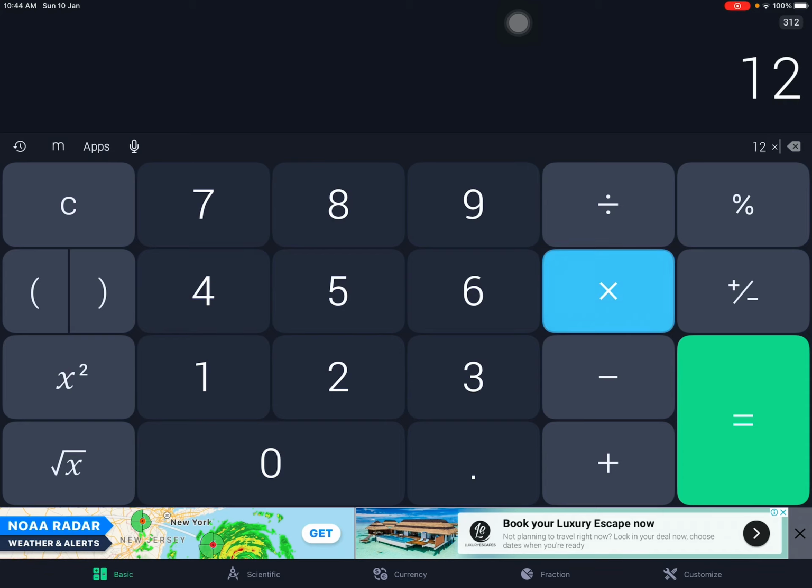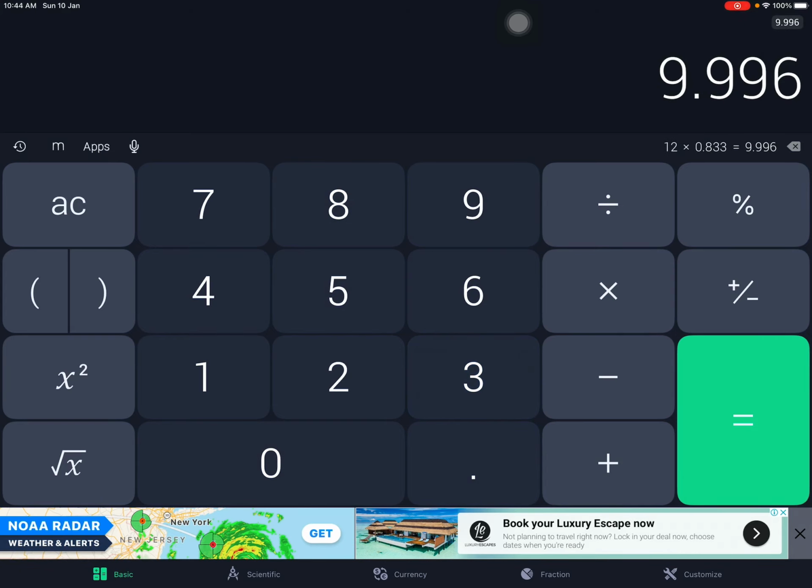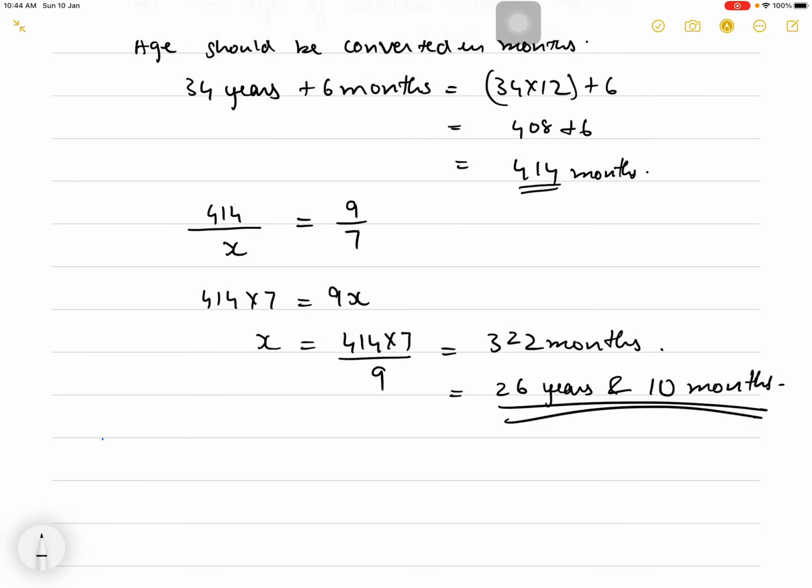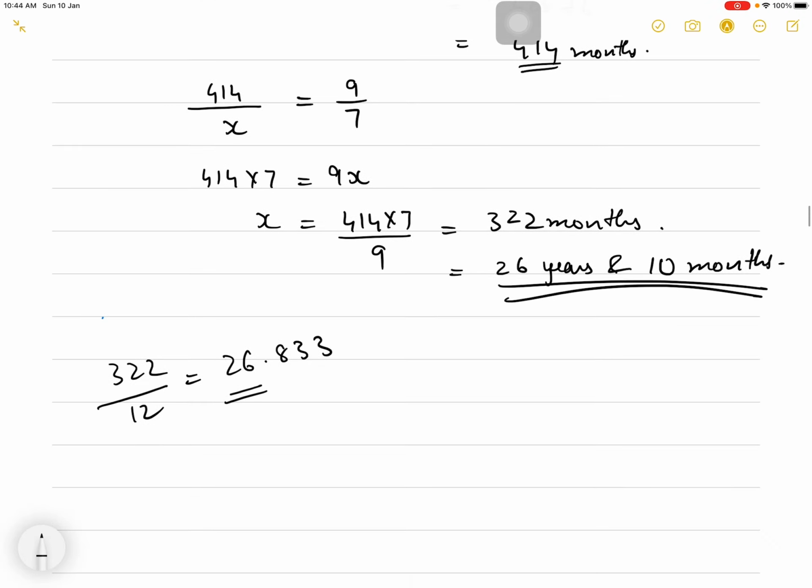If I do 12 into 0.833, it will come 9.996. Okay, that is also 10 months. Now when you do 322 divided by 12, you get 26.833. 26 is 26 years.